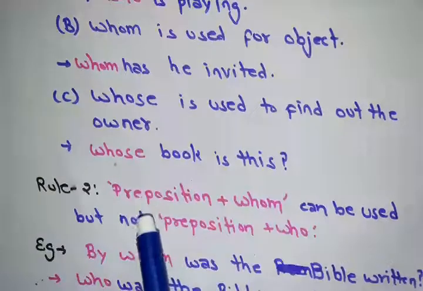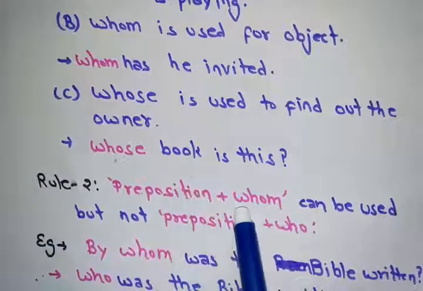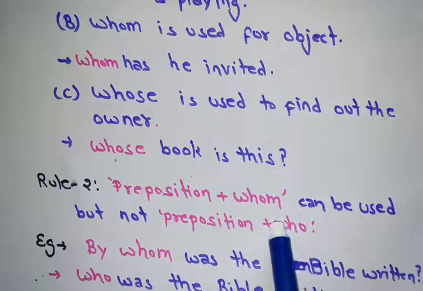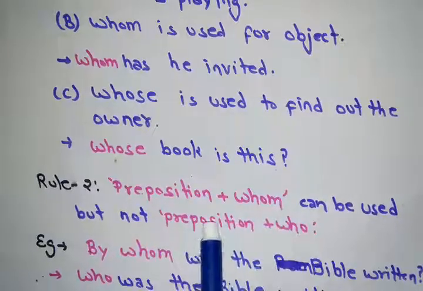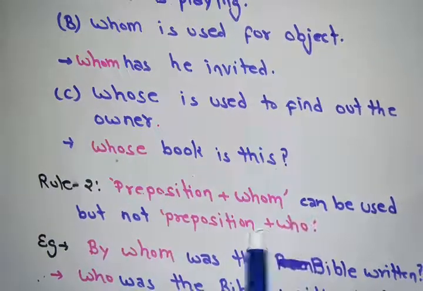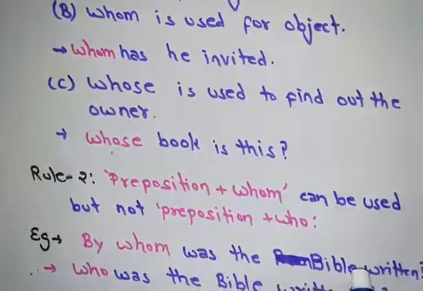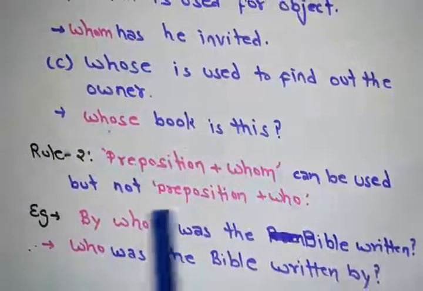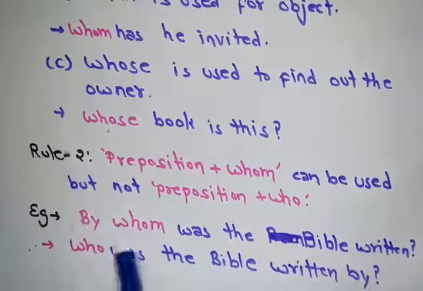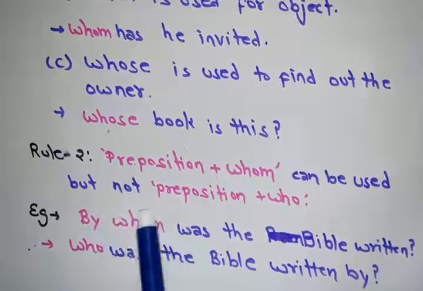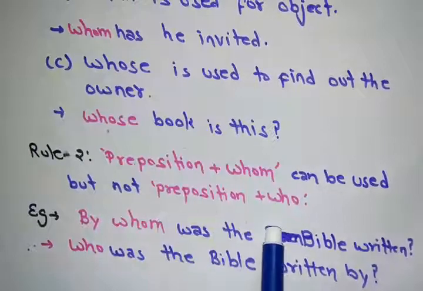For the second rule, preposition plus whom can be used, but preposition plus who cannot come together. For example, by whom was the Bible written? Here we can use by whom, but not by who. So always remember. Let's see how.